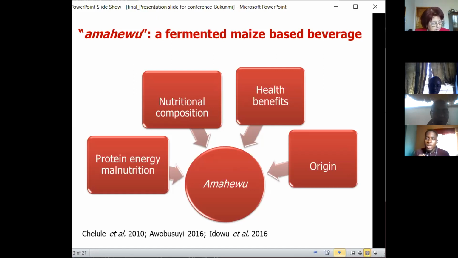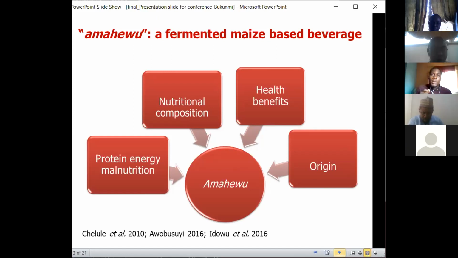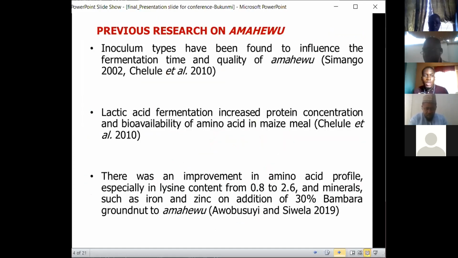It contains probiotic bacteria which can help the health of our colon to prevent colon cancer. It is gluten-free and dairy-free, and can be consumed with or without sugar. It is high in carbohydrate content but deficient in protein, which is why protein energy malnutrition is attached to the consumption of Amaheu if it is depended upon for survival. So this has led to many researches. Researchers have tried to improve the quality of Amaheu because of its deficient protein composition.